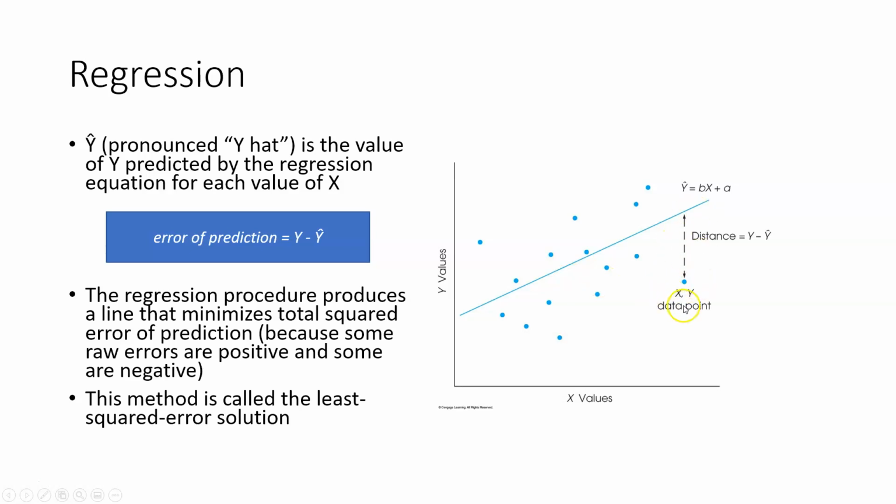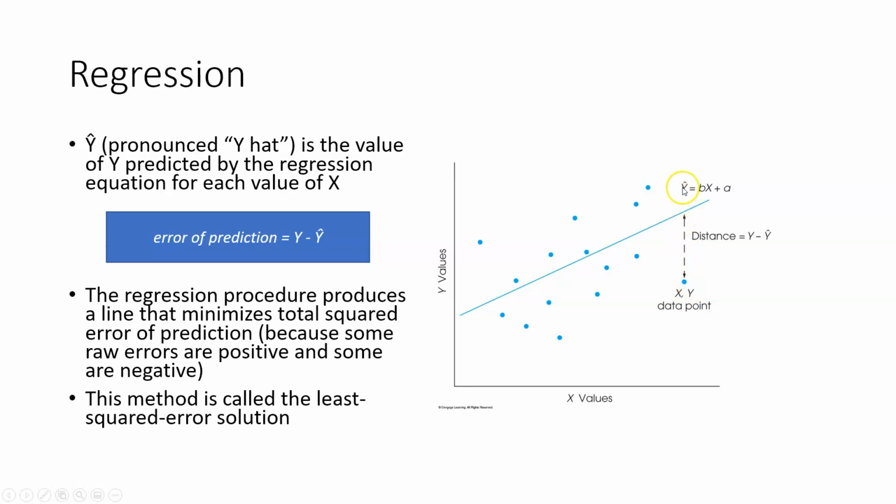Let me show you on this example right here. If this data point right here is represented by x and y, this is the actual value that somebody got on x and on y. But they're not exactly on the line. The distance between what we thought they would get here and what they actually got here is the distance between y and y hat. The distance between what they actually got and what we predicted they would get.